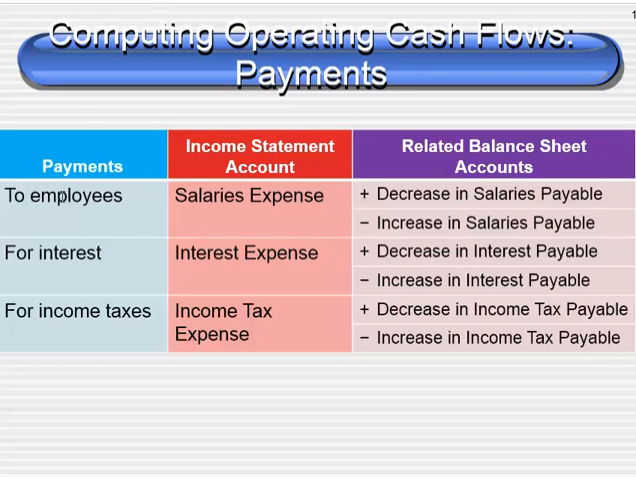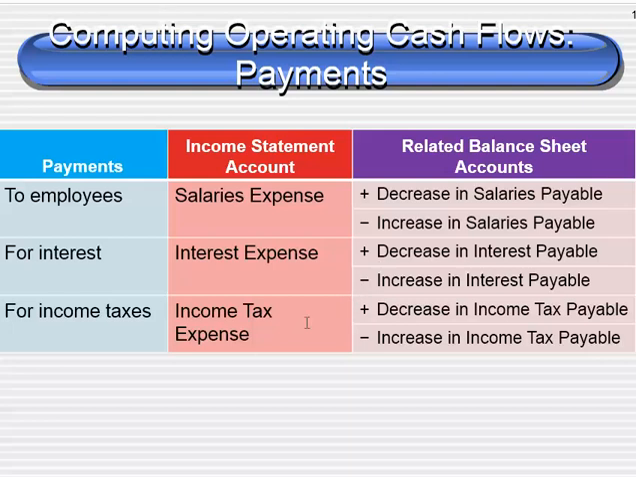Okay, and then we can look at employee expenses and how we convert those into payments. Start with salaries expense, for example, and we adjust that by the computed increase or decrease in the salaries payable account. So a decrease in salaries payable would be added to salaries expense, and an increase would be subtracted. Now to convert interest expense into payments for interest, interest expense is adjusted by the computed increase or decrease in interest payable. So a decrease in interest payable is going to be added to interest expense, and conversely an increase is going to be subtracted.